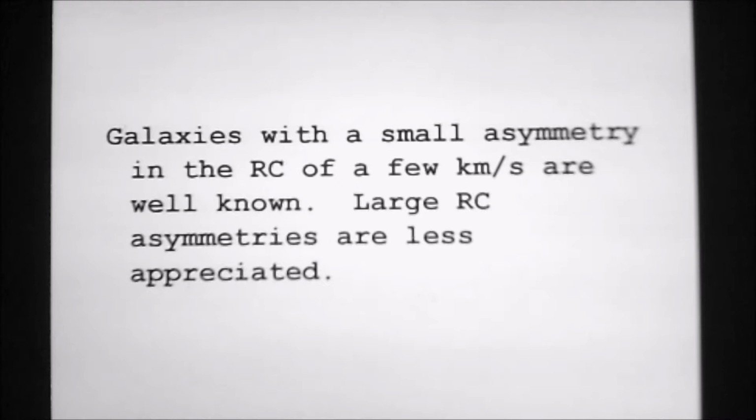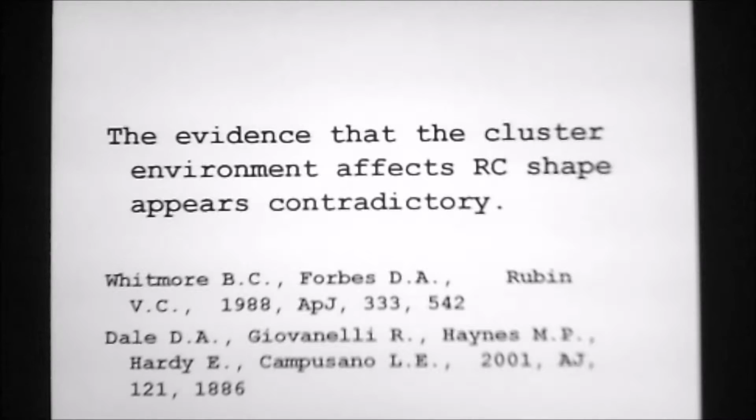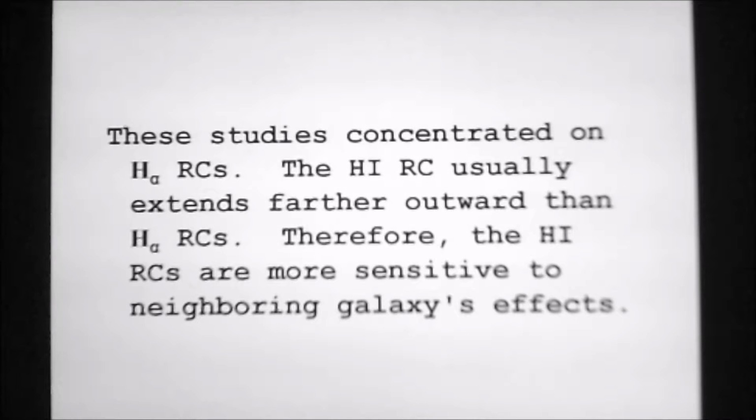Galaxies with a small asymmetry in the RC of a few kilometers per second are well known. Larger RC asymmetries are less appreciated. The evidence that the cluster environment affects RC shape appears contradictory. These studies concentrated on the ionized RCs.